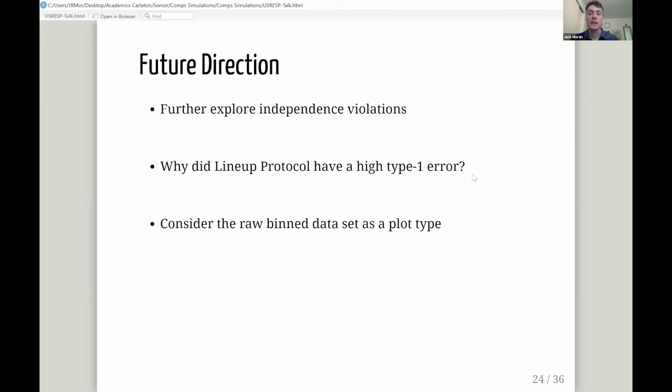And finally, instead of using bin residuals and empirical logit plots, we could also consider a raw binned data set as a plot type, because you can use the lineup protocol with any visual diagnostic. It doesn't have to be specifically a residual plot or something like that.